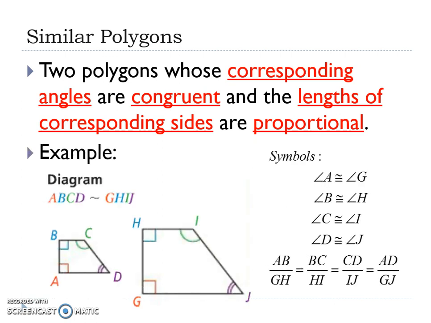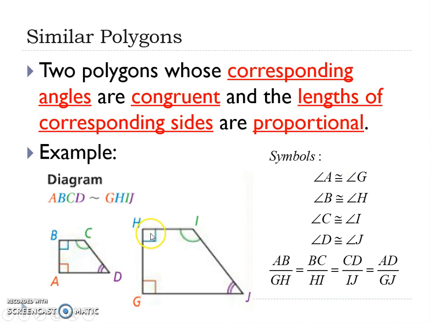So let's look at an example. This symbol right here, like a curve, is a similarity sign. So this means ABCD is similar to GHIJ. So this trapezoid is similar to this trapezoid. And corresponding means same spot. So if you look at angle A and G, corresponding angles are congruent. So that means same, 90, 90.